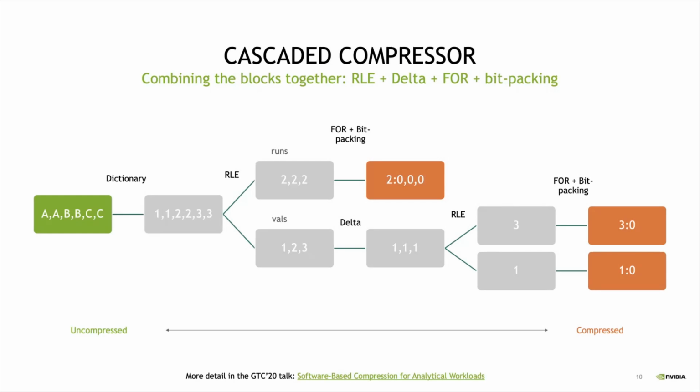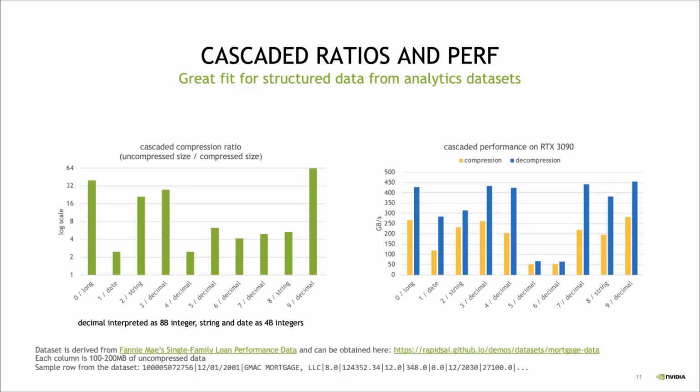So the cascaded compressor was designed for integer data sets. Here I have some numbers, just for the cascaded compressor. Later I'll show some more detailed numbers across all the compressors that we have in nvCOMP. But you can see the results are pretty nice in terms of performance.